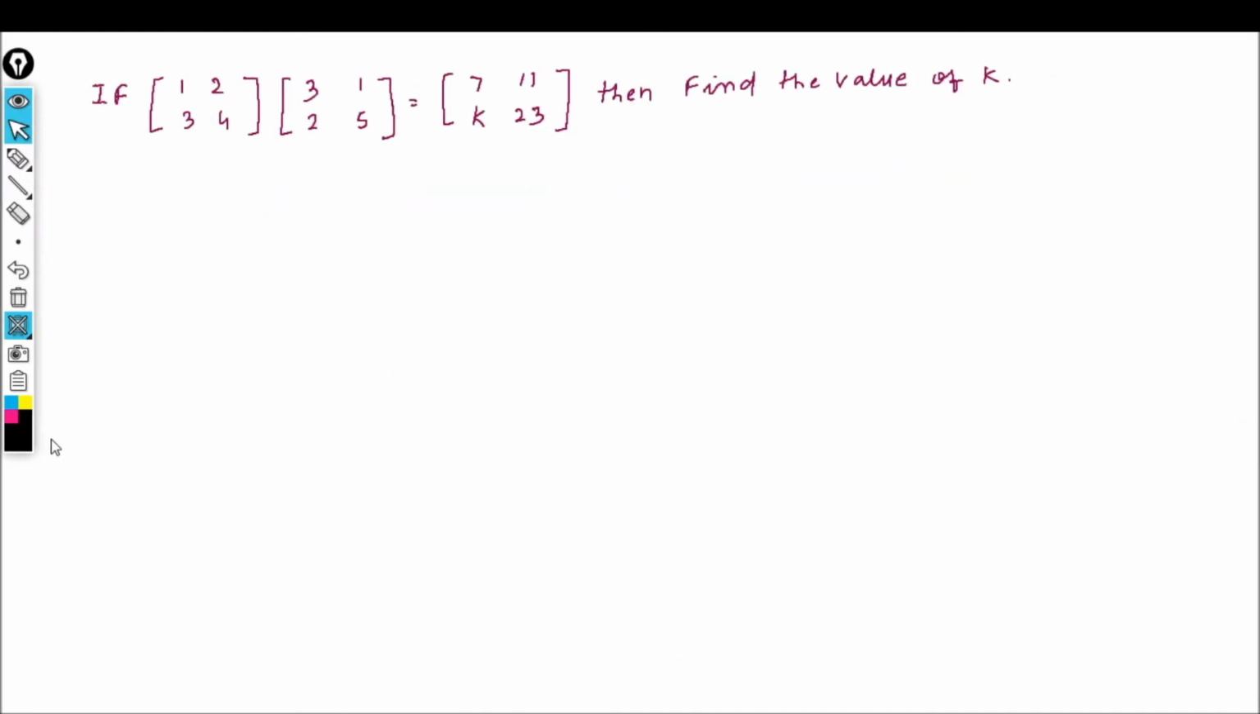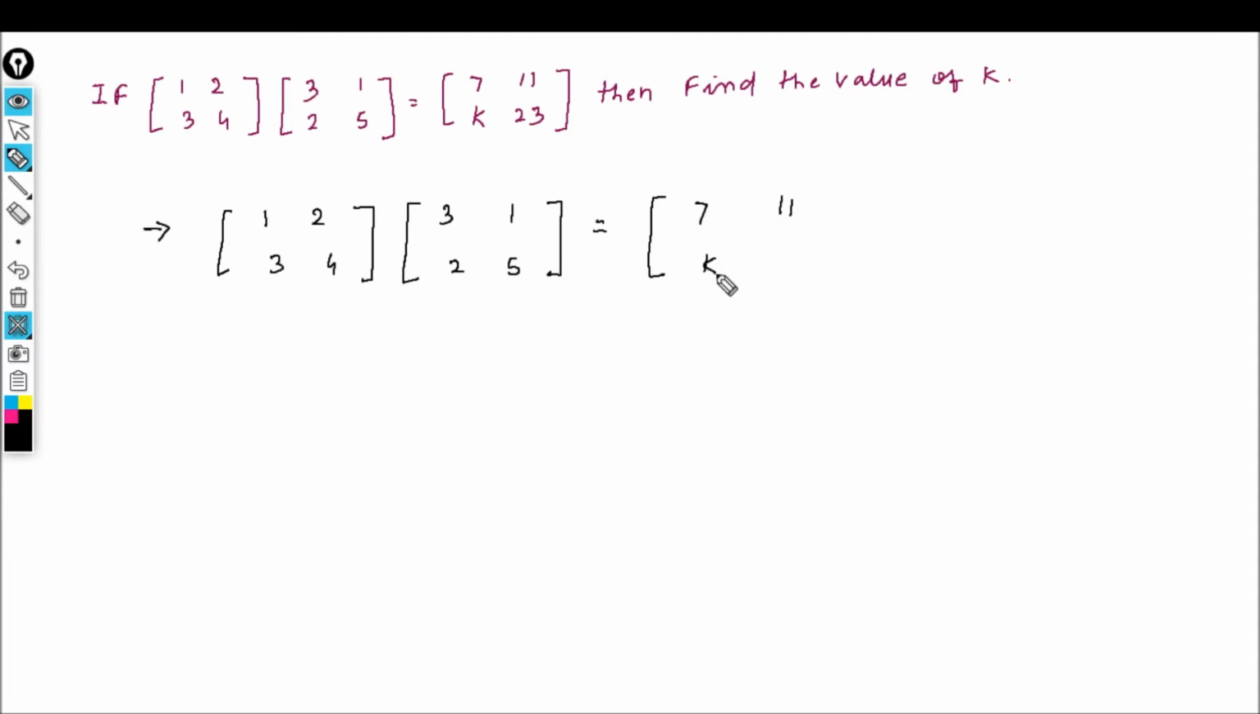So let us see one more important question. If product of these two matrices is equal to this matrix, then find the value of K. So let us find which: 1, 2, 3, 4, times 3, 1, 2, 5 is equal to 7, 11, K, 20.